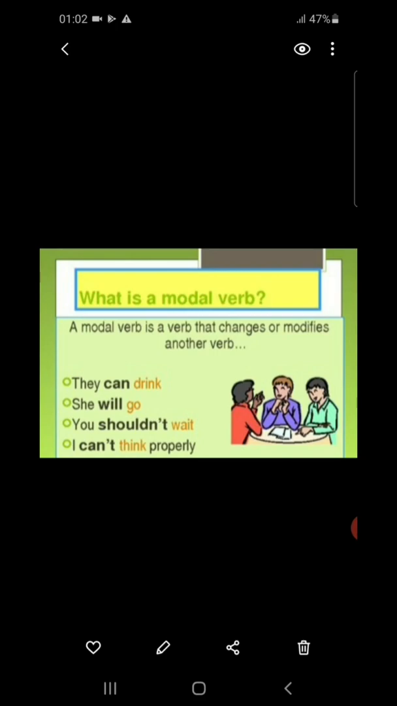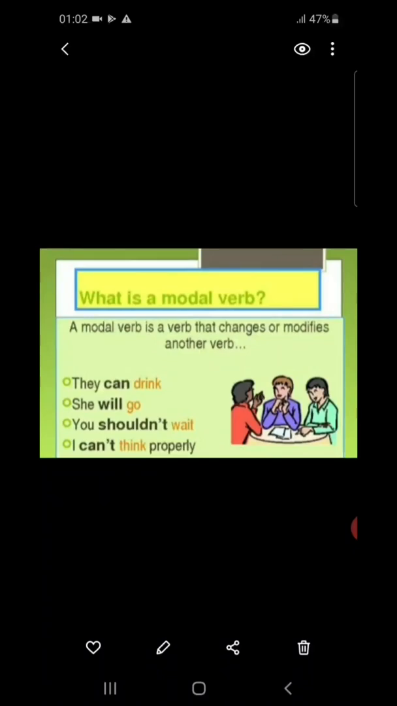So, number one, they can drink, where can is the modal and drink is the main verb, in a way where without can, only they drink would have meant something else. So, they can drink, okay? Can do. So, they can drink.